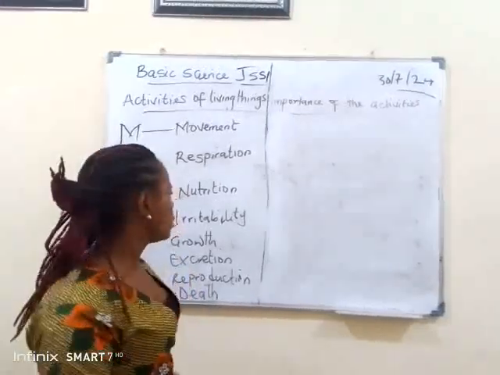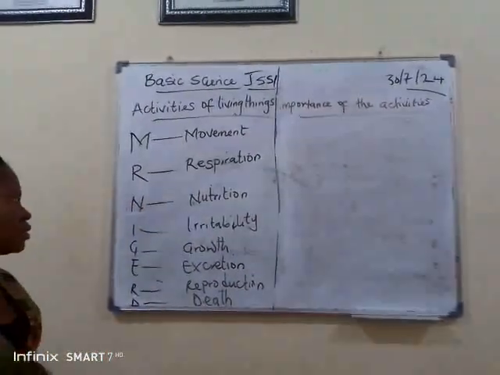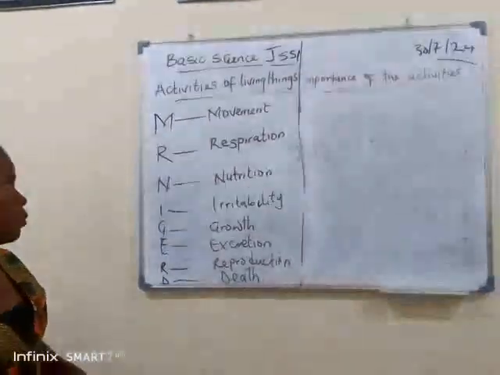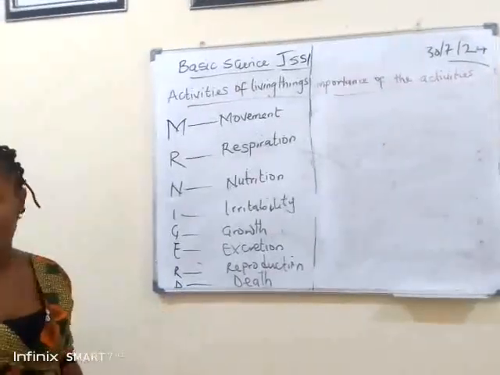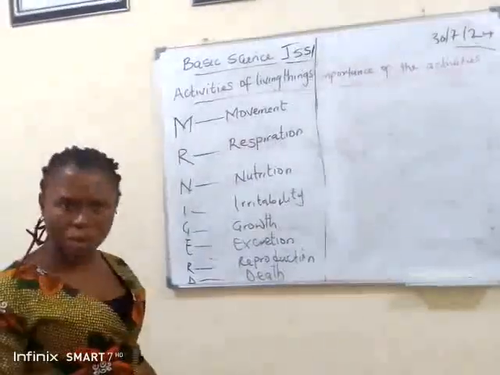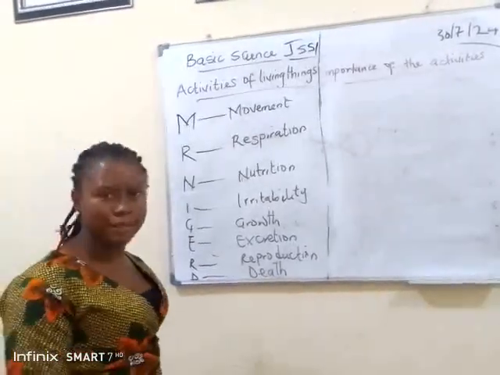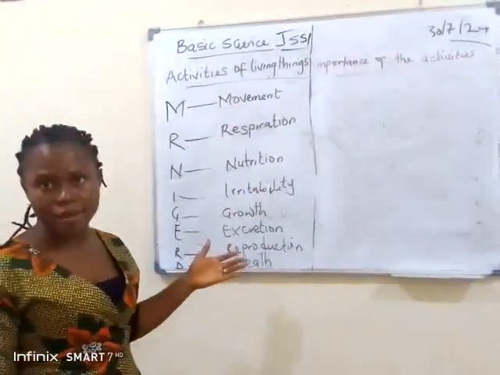Okay, we've talked about the different activities carried out by living organisms. We're going to be looking at why these activities are important to the organisms. Why must they carry them out? Why must they do these things? Why should they eat? Is it important? Is it necessary? We're going to be looking at why it is important.